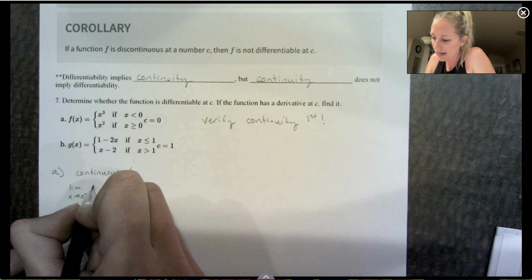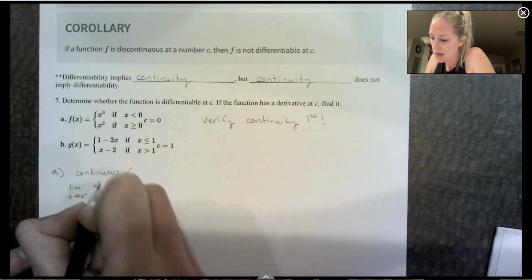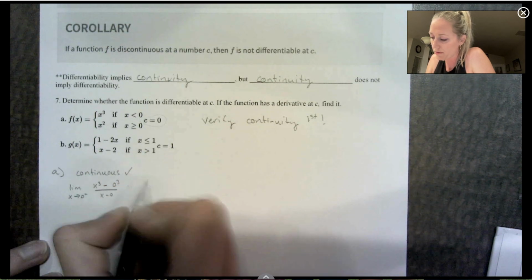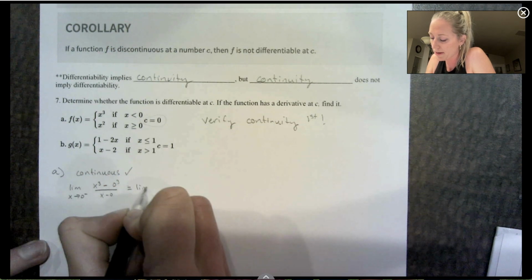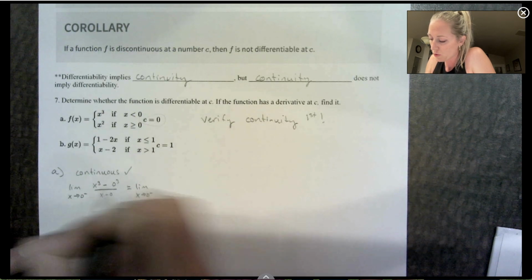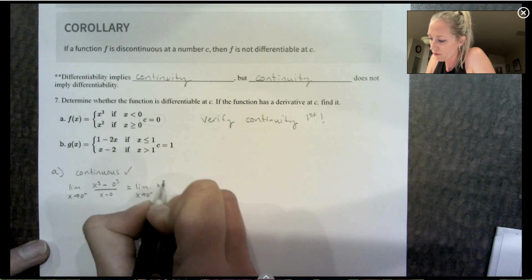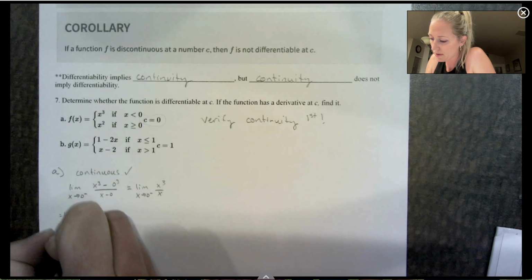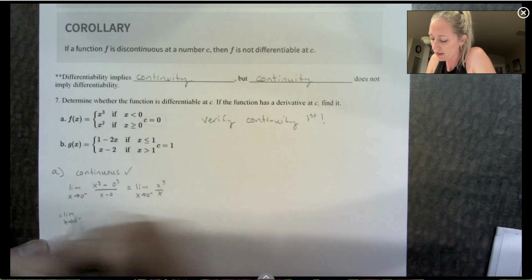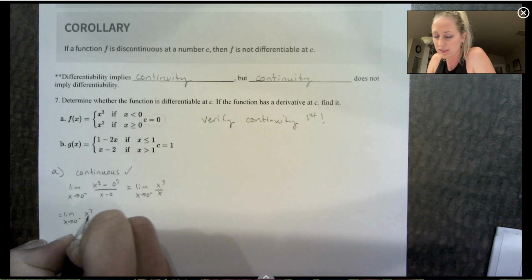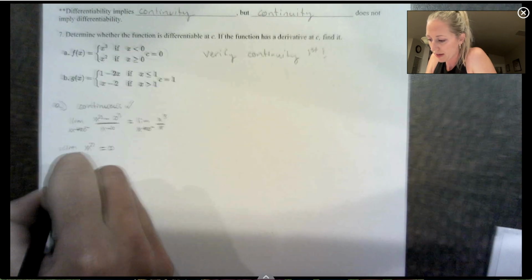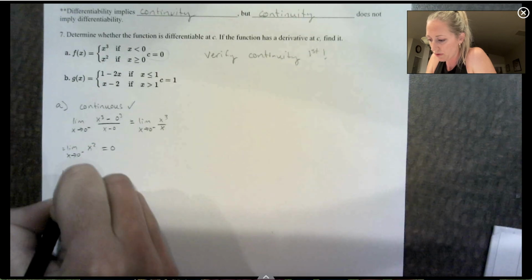So we've got f of x, which is x cubed, minus f of 0, over x minus 0. If I simplify, we get x cubed over x, which is x squared. So we get the limit as x approaches 0 from the left of x squared. Now if I substitute in 0, I just get 0. Okay, so we're going to check the right-hand limit. So now we have the limit as x approaches 0 from the right.